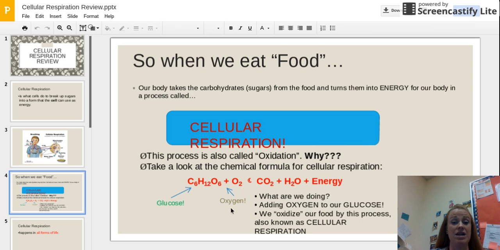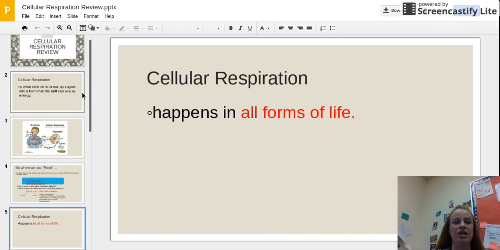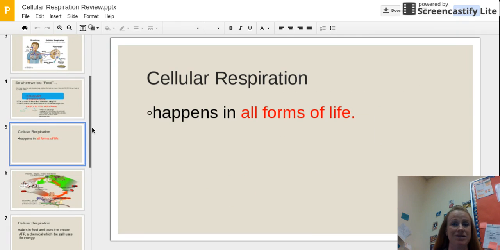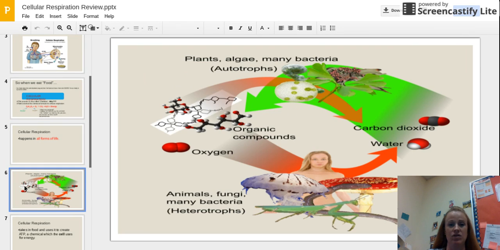So again, cellular respiration is like the opposite of photosynthesis. You take in sugar and oxygen, and then you give off carbon dioxide, water, and energy. One important thing to remember is photosynthesis can only happen in plants, but cellular respiration happens in all forms of life. So it happens with plants and animals.